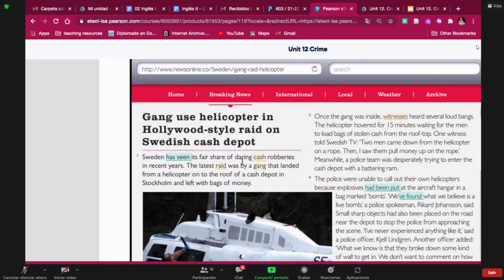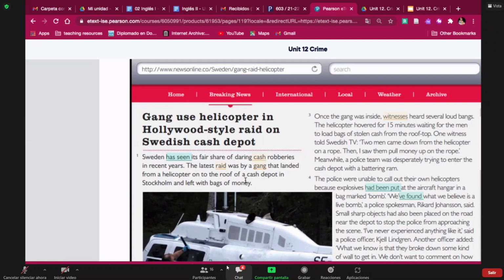Sweden has seen its fair share of daring cash robberies in recent years. Please remember the meaning of cash: money in the form of coins and notes, bills, okay? So this is a cash, okay? Then it says, the latest raid was by a gang that landed from a helicopter onto the roof of a cash depot in Stockholm and left with bags of money. So this is also where many of your questions were answered, okay? So you see raid, a surprise attack on a bank or shop to steal things. And then you have gang, a group of criminals who work together.